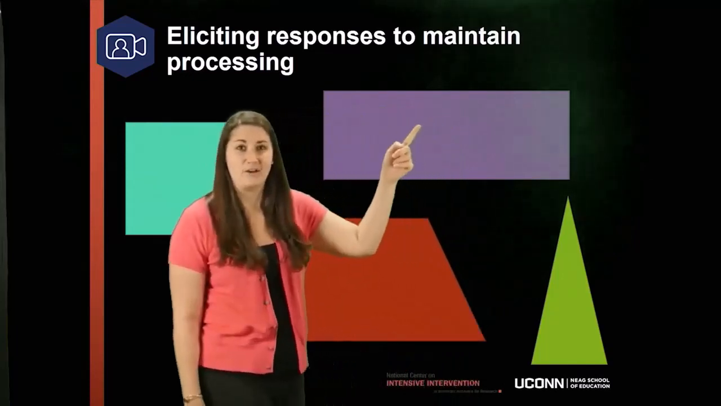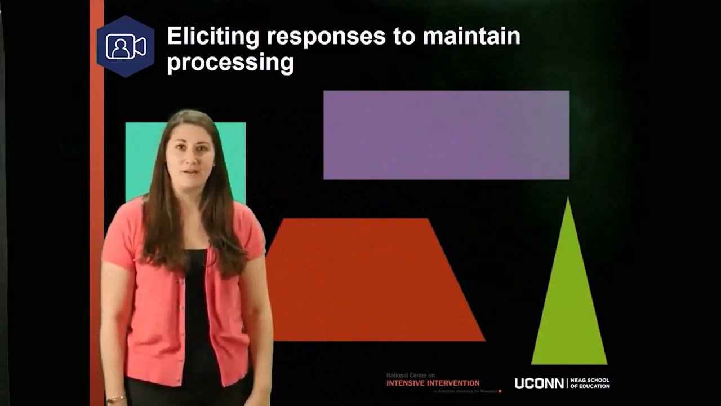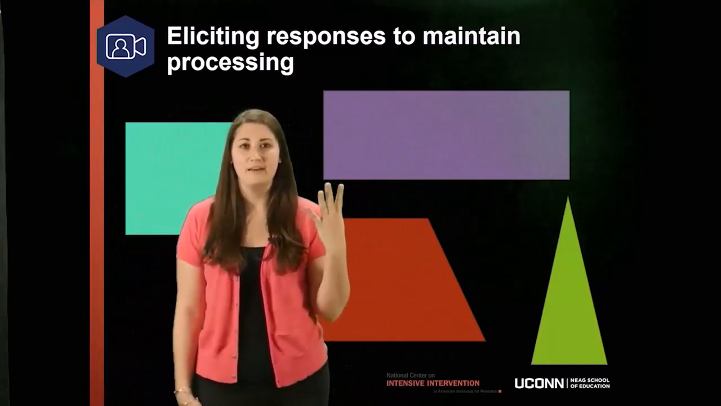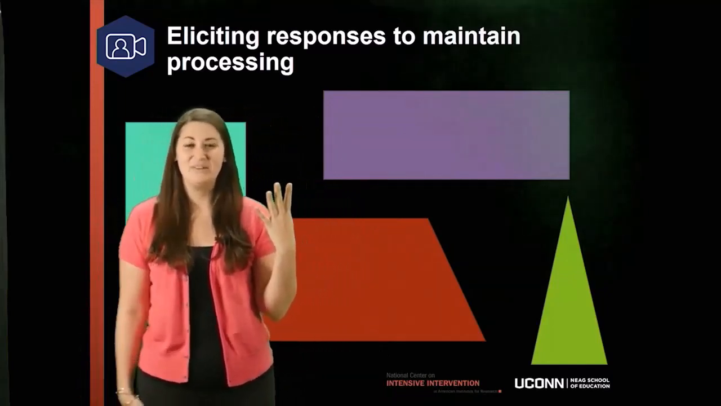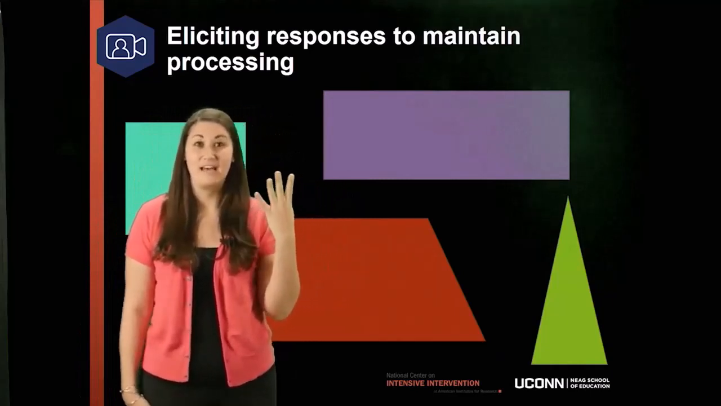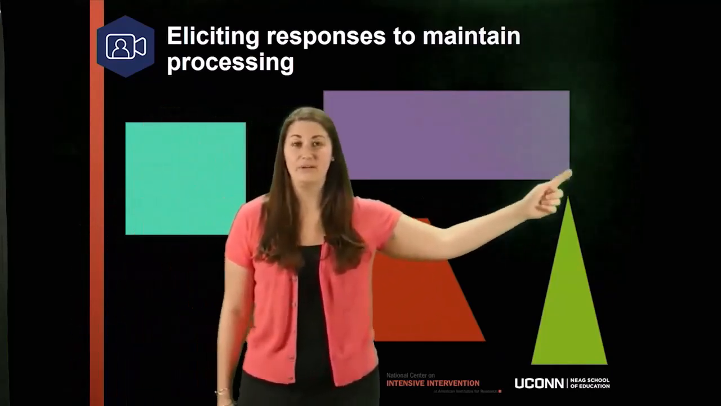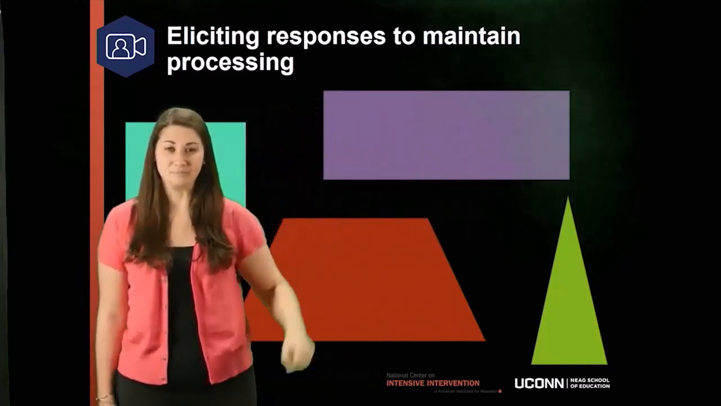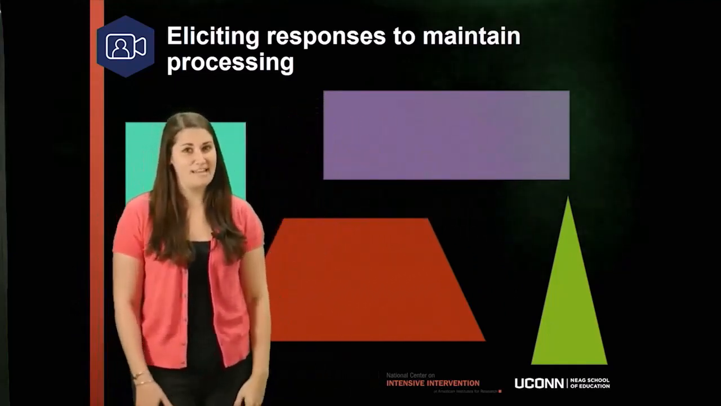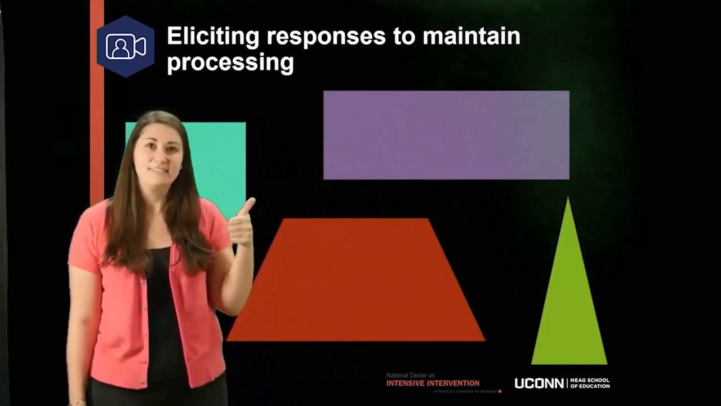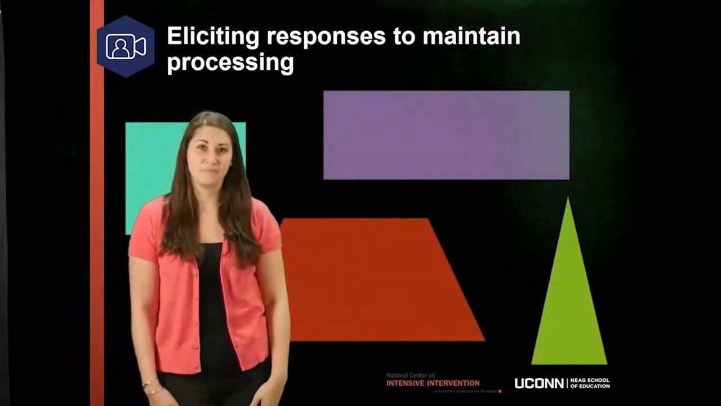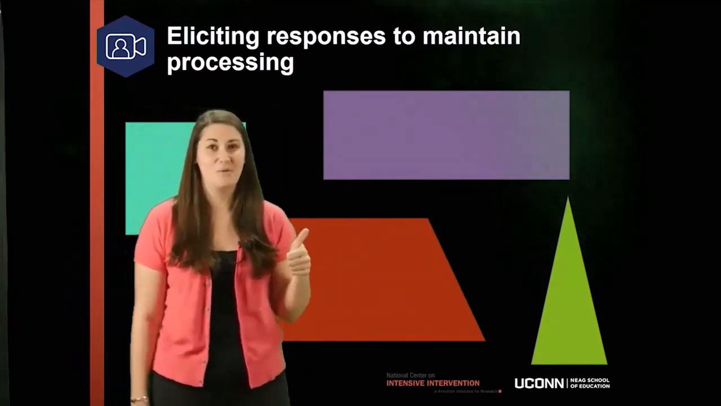Let's look at this rectangle. How many sides does this rectangle have? Show me on your fingers, everyone. Good, you should be showing me that this rectangle has 4 sides. Here they are, 1, 2, 3, and 4. Is this rectangle a quadrilateral? Yes or no? Good, yes, it is a quadrilateral.